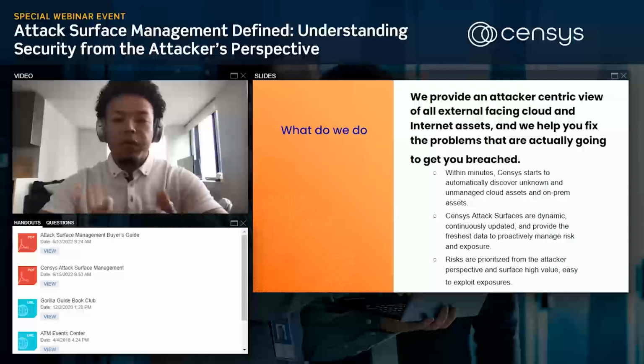Because of all this rich scan data, we can show an organization everything they own that is on the internet and in the cloud. We will continuously update your attack surface to provide fresh data and keep up with the rapid changes in your environment, and help you prioritize any risks from an attacker's perspective. So where are those easy targets? What are the things that could lead to incidents and breaches? And how does an attacker see my organization? So that's what we do, right?